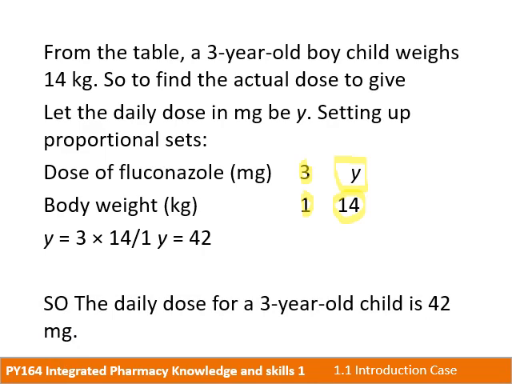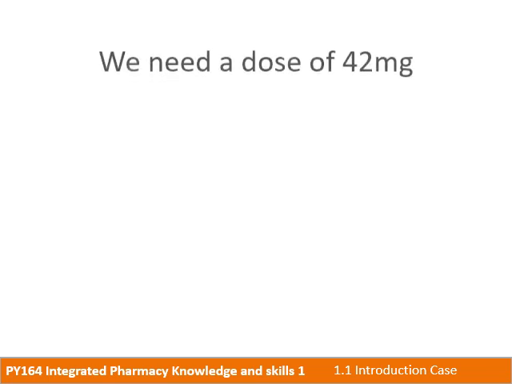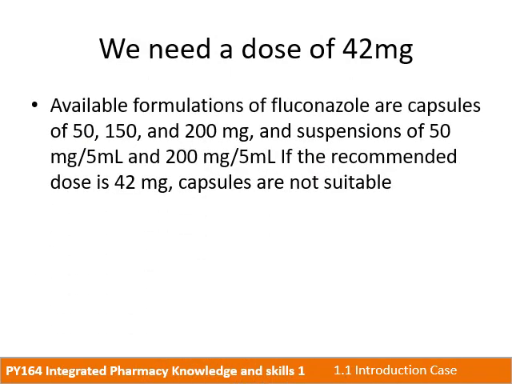So the daily dose for a 3-year-old child is 42 milligrams. Question finished, you think. But actually, what you need to be aware of is that fluconazole as a drug comes in capsule form and in suspension. Now capsules are fairly fixed in the amount you can give, and the amounts they come in are 50, 150 and 200 milligram. So actually we can't get 42 milligrams from any of those.